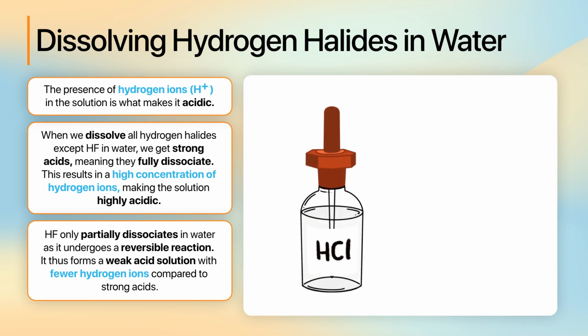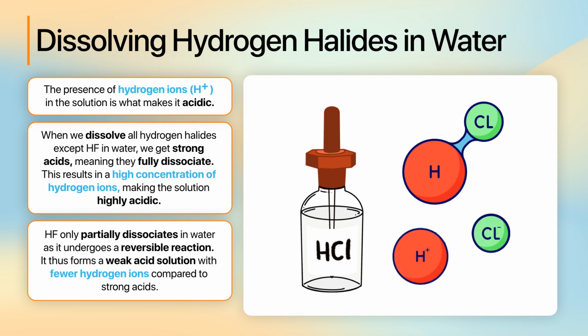To summarize, when hydrogen halides dissolve in water, they form acidic solutions due to the release of hydrogen ions. Strong acids like HCl, HBr, and HI dissociate completely, producing a lot of hydrogen ions, whereas weak acids like HF dissociate only partially. By understanding this pattern, you can predict that other hydrogen halides formed by halogens will also create acidic solutions when dissolved in water, the strength of which depends on the extent of their dissociation.